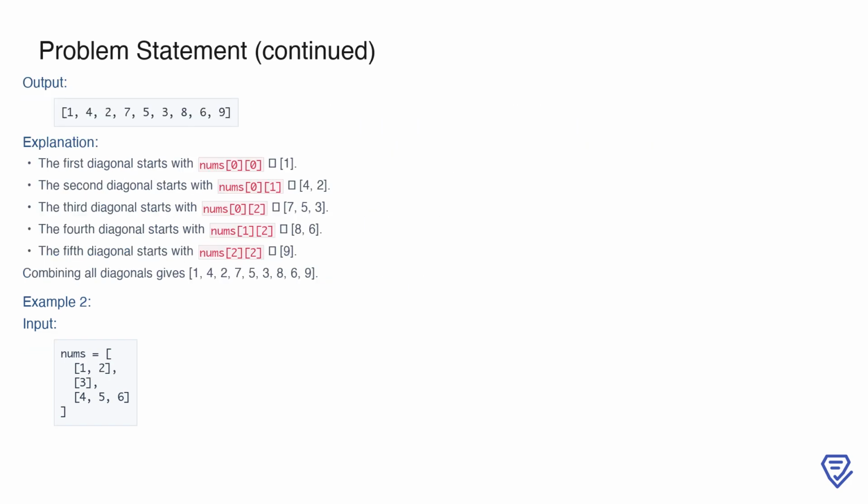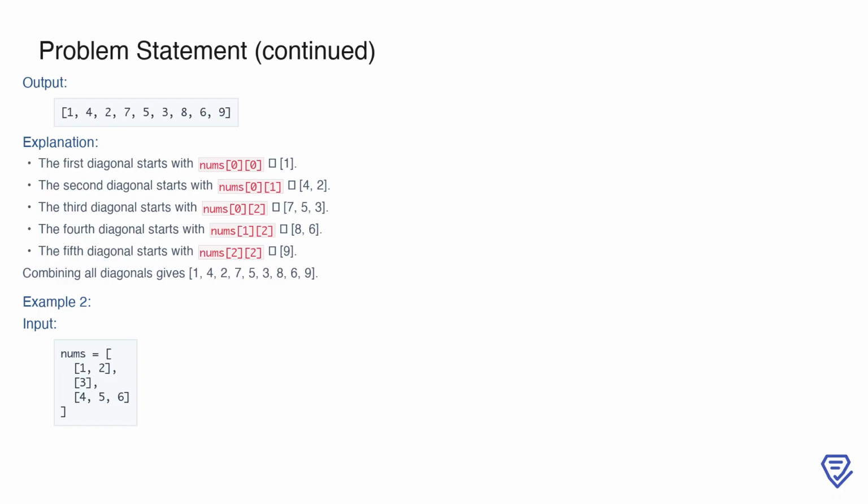To better understand the problem, let's consider an example where the input is a 2D array nums with 3 rows, [1, 2, 3], [4, 5, 6], [7, 8, 9]. The output for this example would be 1, 4, 2, 7, 5, 3, 8, 6, 9. Here's how we achieve that.